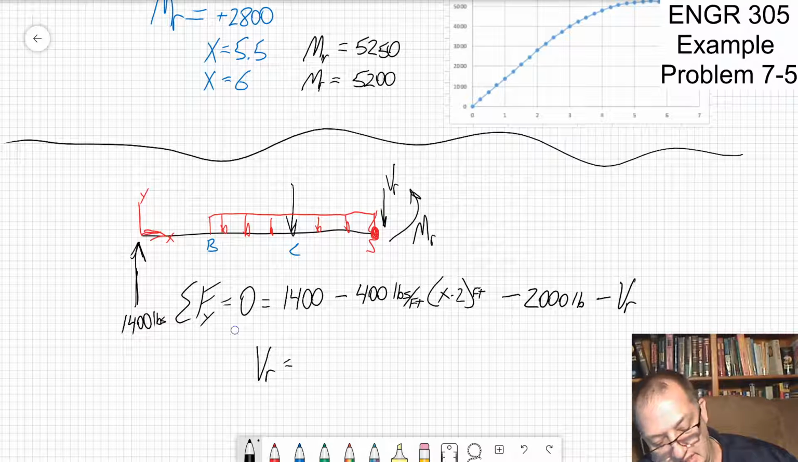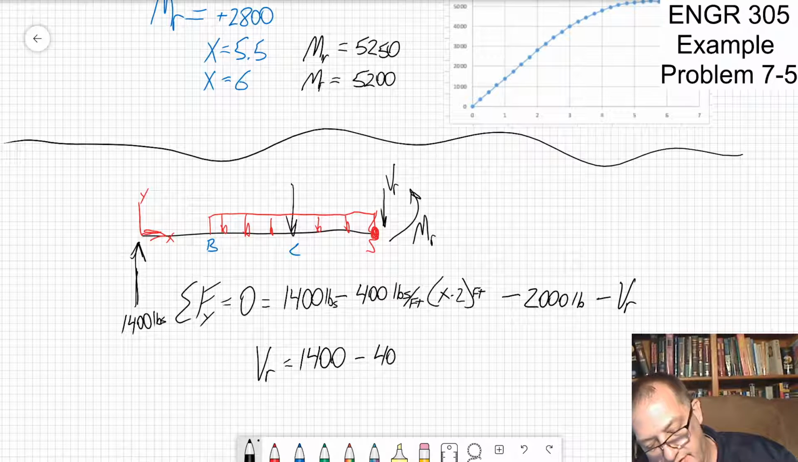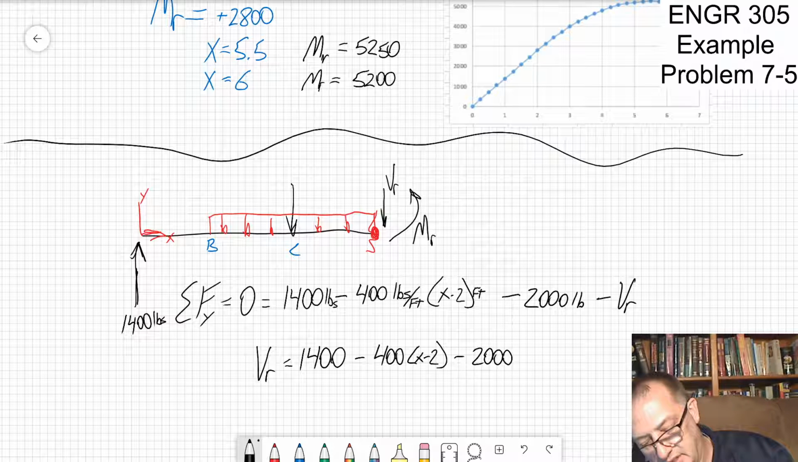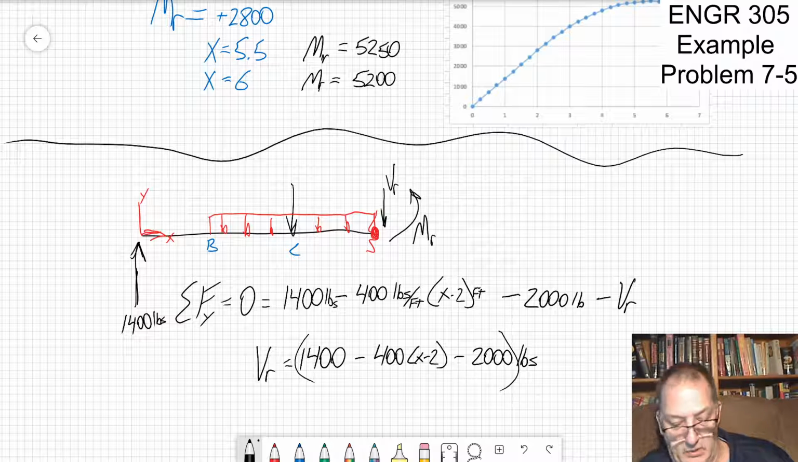VR, everything stays the same. Sorry, so it's 1,400. And I'm going to put pounds all the way. I should have put pounds there. I'll put pounds all the way at the end. 1,400 minus 400 times x minus 2 minus 2,000 pounds. The whole equation is pounds. That's my equation now for VR.